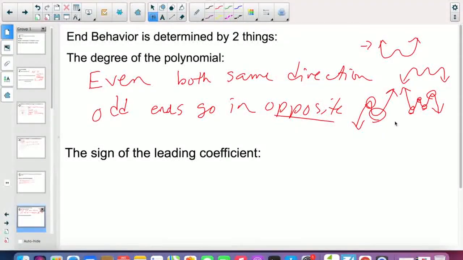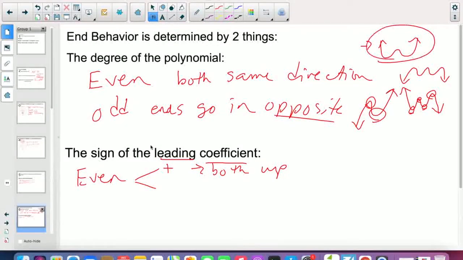Now, how do we know whether they're going to be going in the same or opposite directions when we don't have the graph? Well, that's really simple. That has to do with the leading coefficient. If the function is even, meaning its degree is 2, 4, 6, 8, 10, and so on, and the leading coefficient is positive, that means they're both going up. So it would be going up on both ends. So that's this situation. If we have an even degree and the leading coefficient is negative, then they will both be going down. That's this situation.